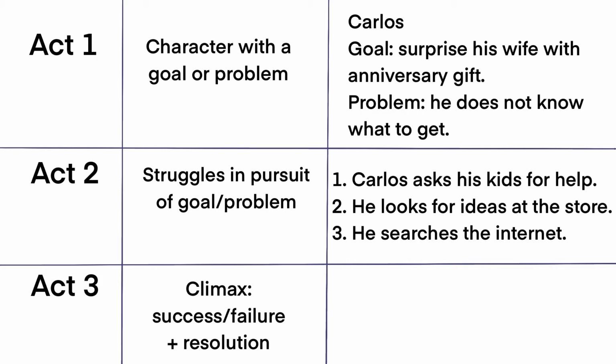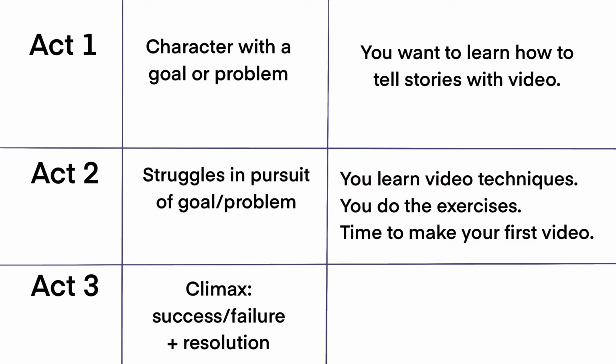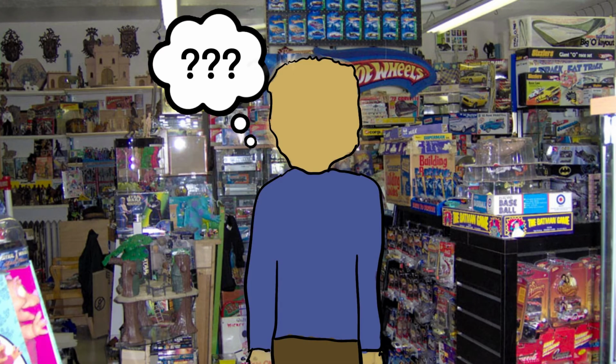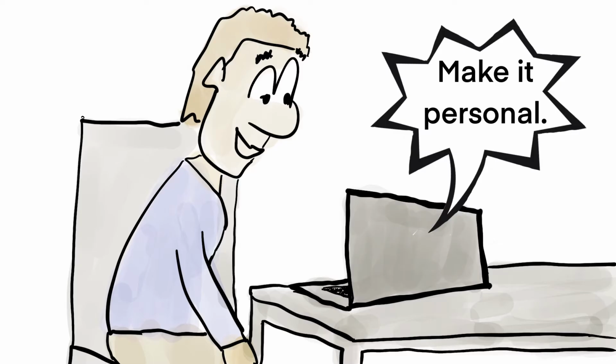Goal 1, Carlos has no idea what to get his wife for their anniversary. He asks his kids what they think, but their ideas are either silly or way too expensive. Goal 2, he goes shopping and is overwhelmed by the possibility. He asks the salesperson for help, but to no avail. Goal 3, Carlos turns to the internet for answers. Through a flood of possibilities, a theme emerges. Make it personal.